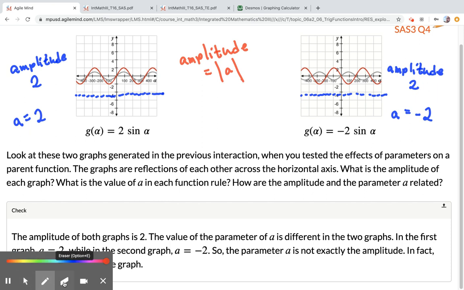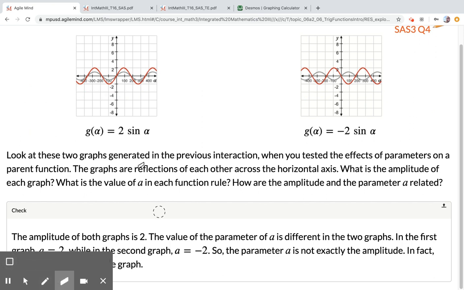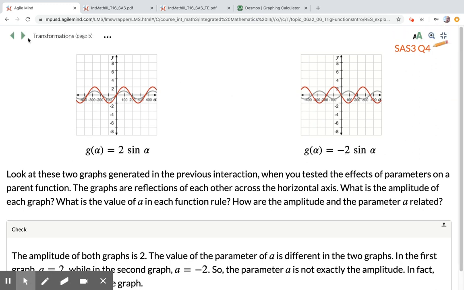Wow. Absolute values are pretty easy to find. That's convenient. I have one more question before I'm done torturing you guys. This wasn't a very long lesson. It's all good. One more.